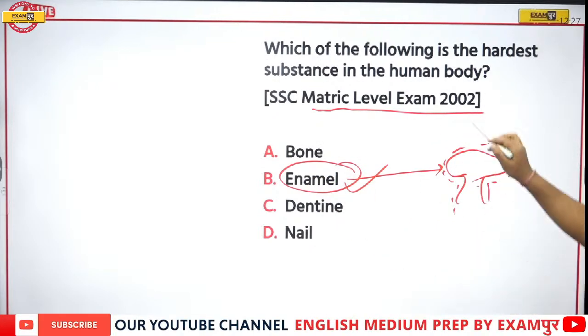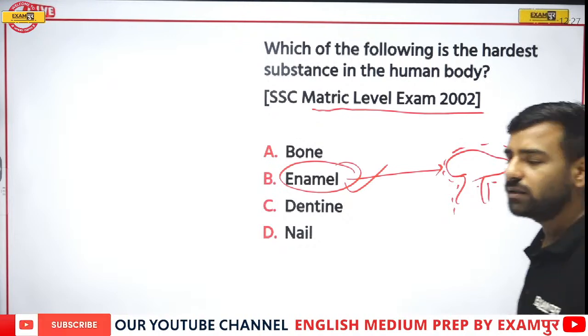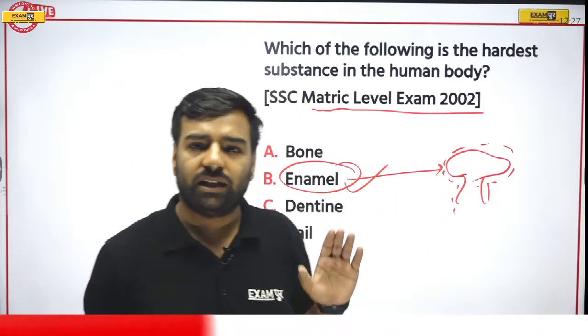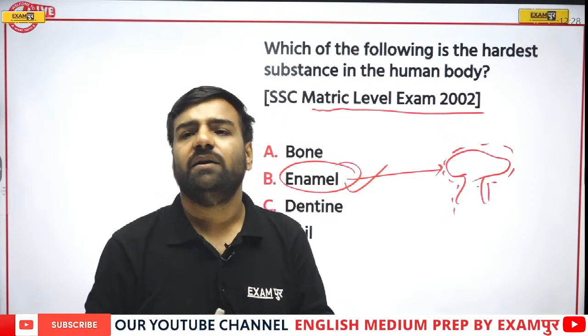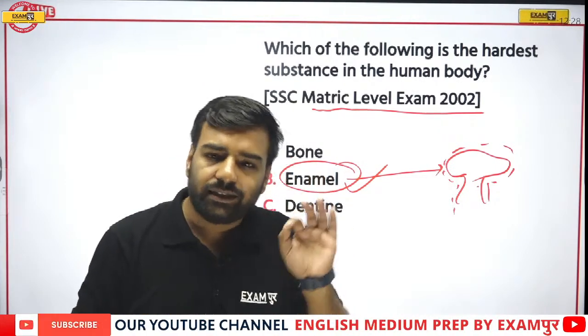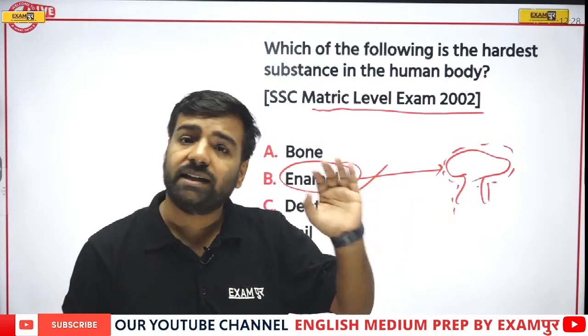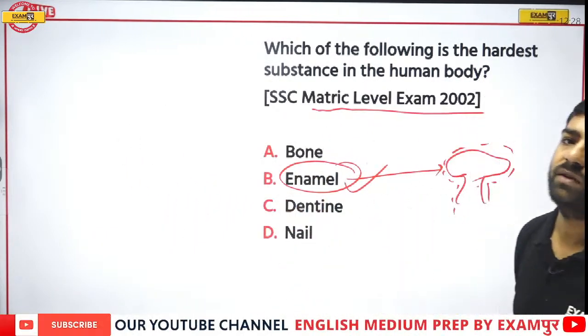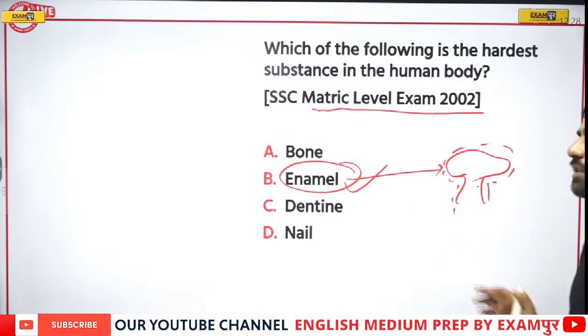This question was from 2002 and it is important. Ravindra, bone. So teeth is bone, correct? If I go with the teeth part, please remember that teeth are made up of calcium and phosphorus, but the covering is done with the enamel. This enamel is the hardest part of our body. So yes, this was the correct one.